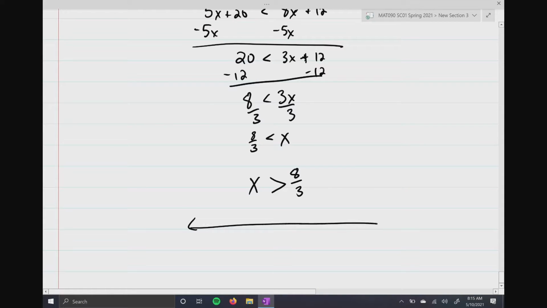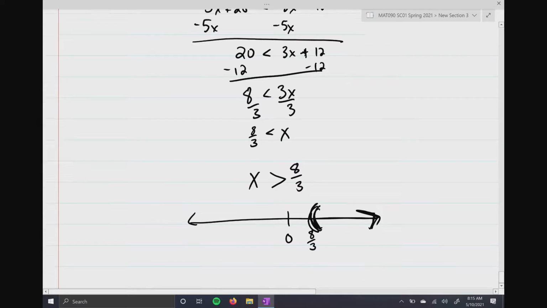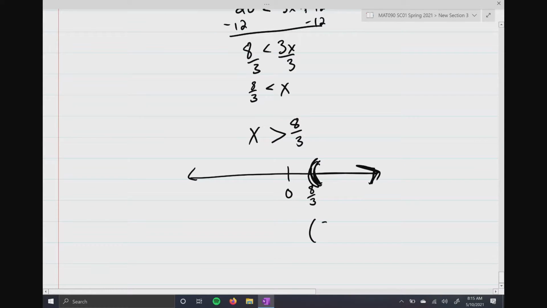Now we want the answer in interval notation. Sometimes it's good just to draw it in terms of a graph. And we can see that this is parenthesis, 8 over 3, comma, positive infinity. Are there any questions with that?